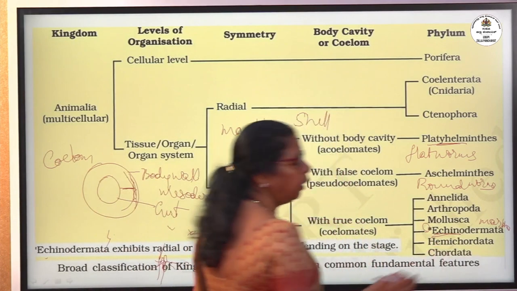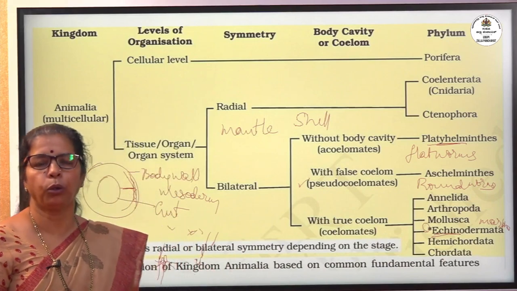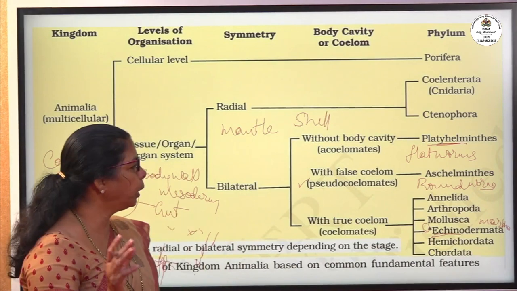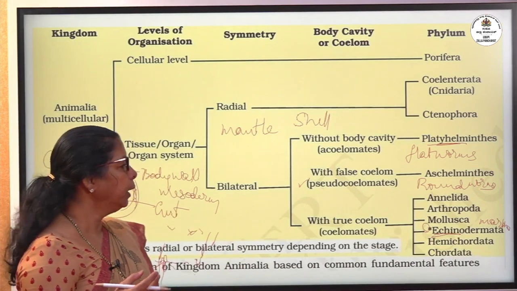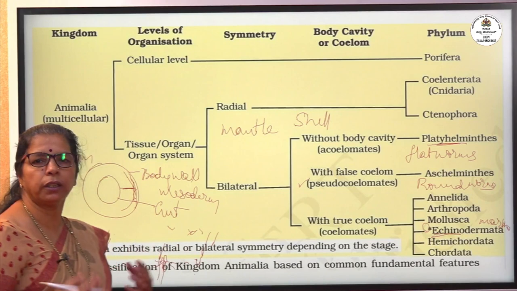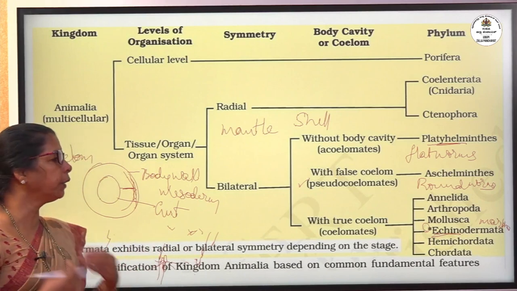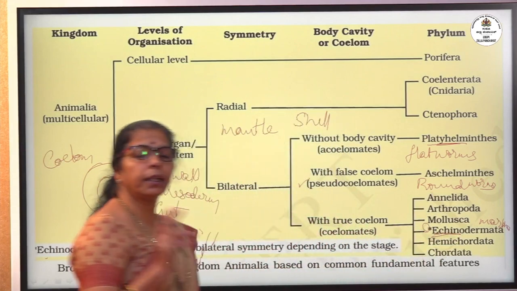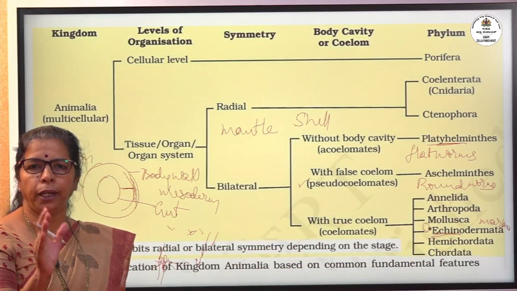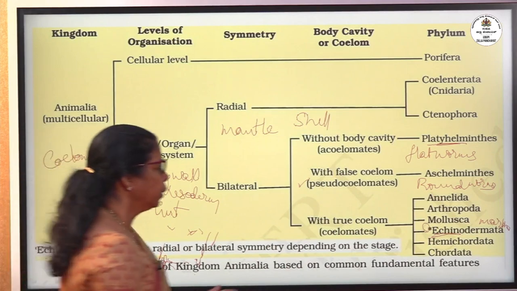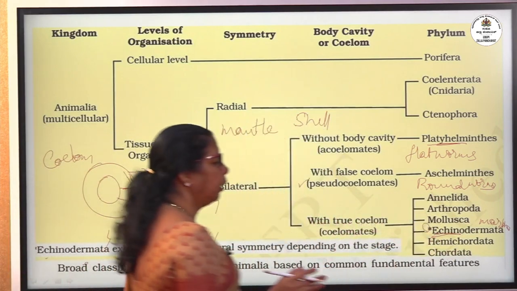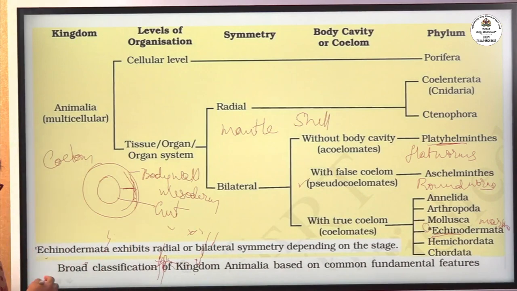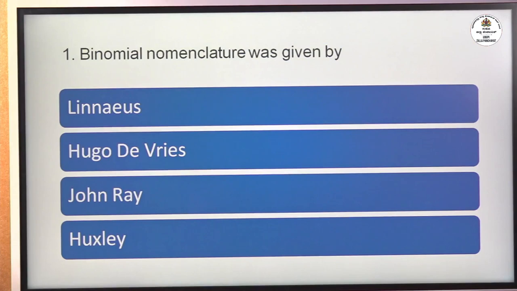Then Chordata, where they have a notochord, a dorsal hollow tubular nerve cord, and pharyngeal gill slits. Gills are present in the pharynx region, and they carry a postanal tail, which is present next to the anus. All these characters are features of Chordata. So next we'll pass on to the questionnaire.